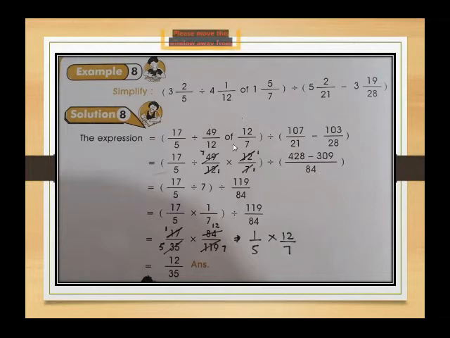We will solve the off first. Then the second parenthesis has unlike fractions. We can solve both parentheses together, simultaneously.